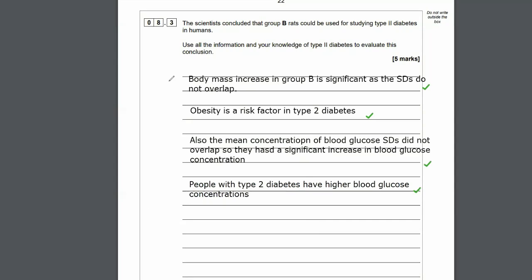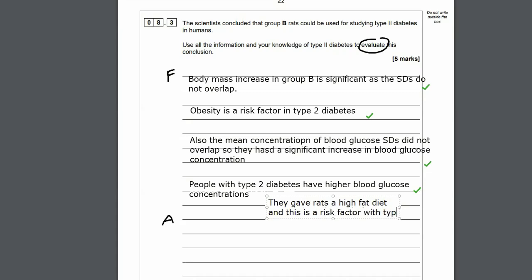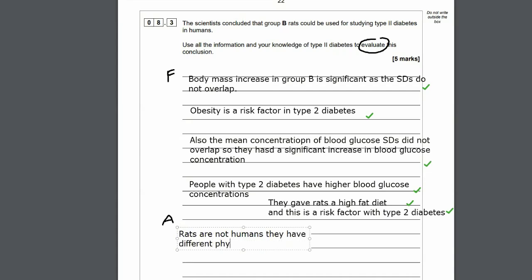So these are really good reasons to say that this conclusion is a good conclusion. The group B rats could be used for studying type 2 diabetes. What can we say against it? They're asking us, can we use it to study type 2 diabetes in humans? Well, rats are not humans. Their anatomy and physiology is different. They are mammals, so it's a pretty decent comparison, but it's not the same as making the statement about humans. Rats are not humans, so that would be against.